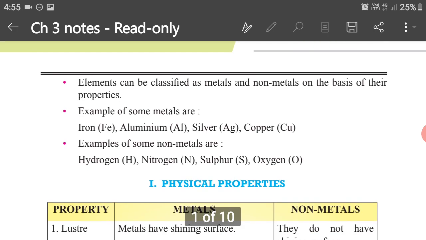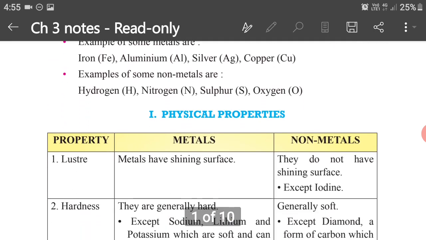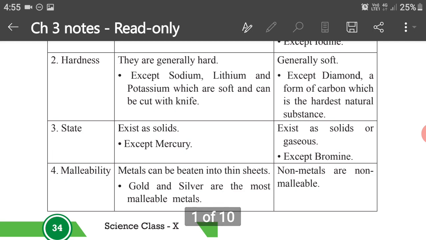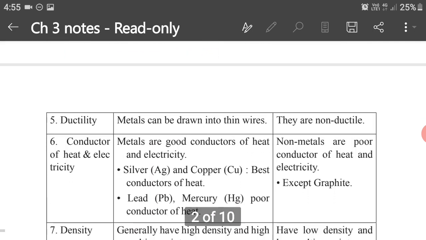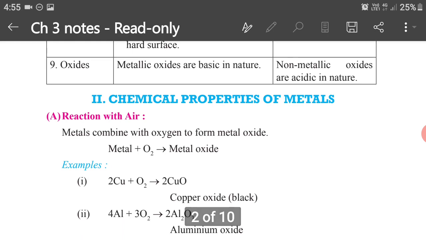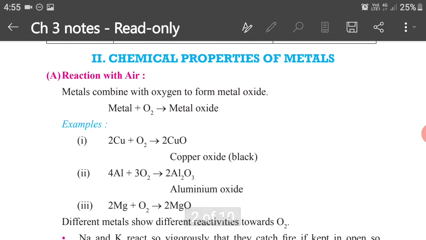We have done physical properties of metals and non-metals yesterday. Now today we will start with chemical properties of metals and non-metals. As I told you in the last video, on the basis of these reactions we will arrange some of these very reactive metals in the order of reactivity series. So first of all, we will study the reaction of metals with air.